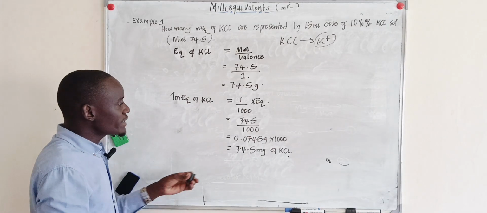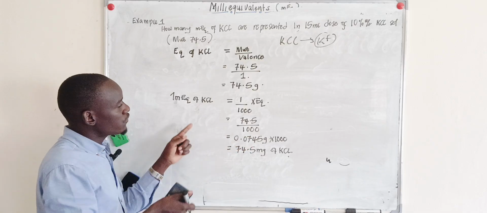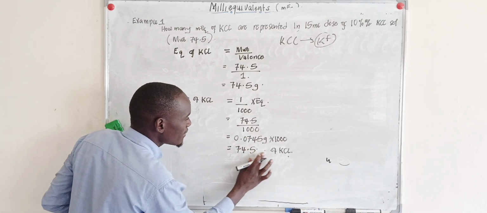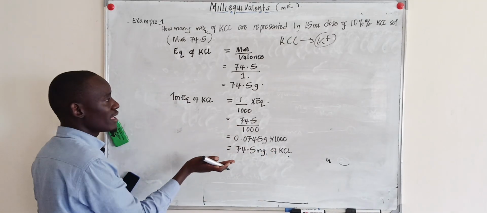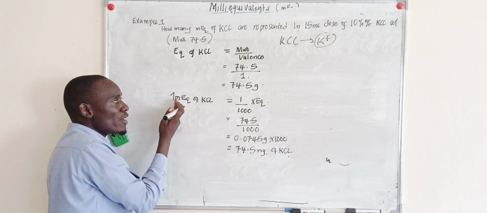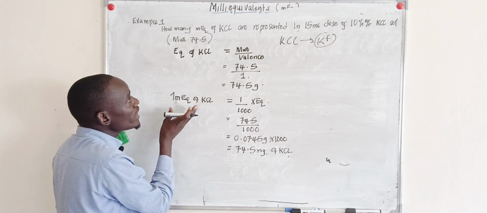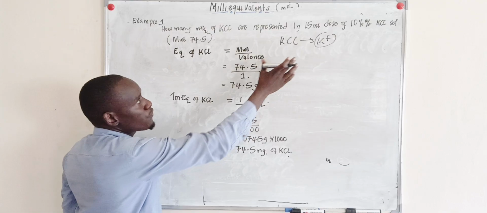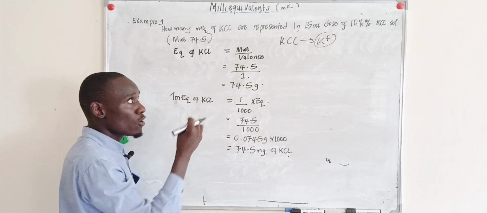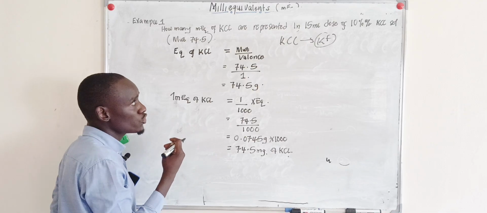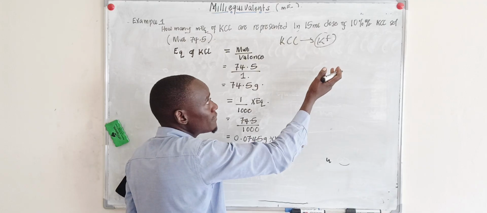So after obtaining the mass of one milliequivalent of potassium chloride, this is the mass in 1 mEq of potassium chloride. But our question asks what mass of potassium chloride is in a 15 ml dose of a 10% weight in volume solution. So we need to get the mass in 15 ml of potassium chloride.